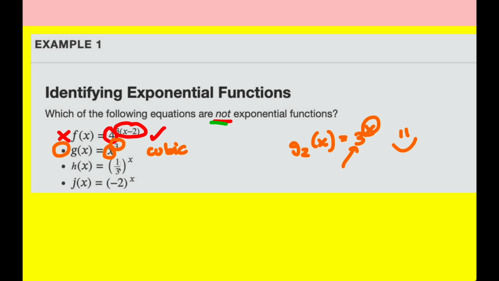H of x is equal to 1/3 to the x, okay? The base is positive and not 1, so that works, and x is the exponent, so this is an exponential function, which means it's not the answer.